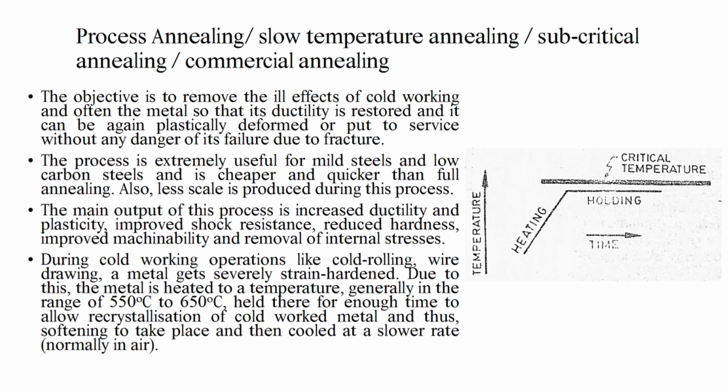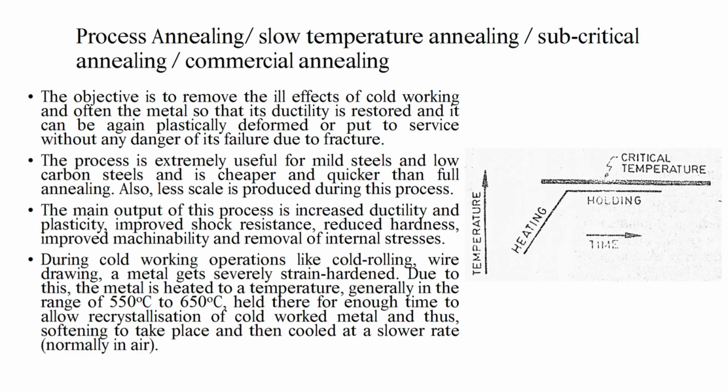Next up is process annealing. It has many names: slow temperature annealing, subcritical annealing, or commercial annealing. The objective is to remove the ill effects of cold working and soften the metal so its ductility is restored. This means it can be plastically deformed again or put into service without danger of fracture. This process is extremely useful for mild steels and low carbon steels. It's cheaper and quicker than full annealing and also produces less scale. The main outputs are increased ductility and plasticity, improved shock resistance, reduced hardness, improved machinability, and removal of internal stresses.